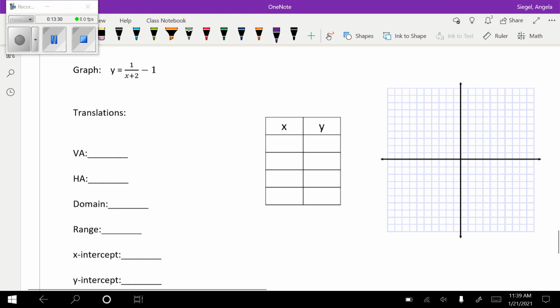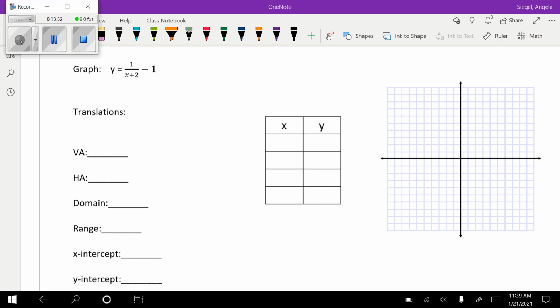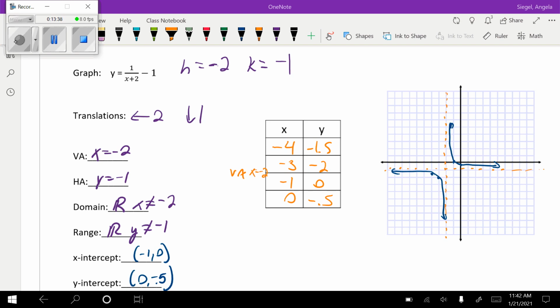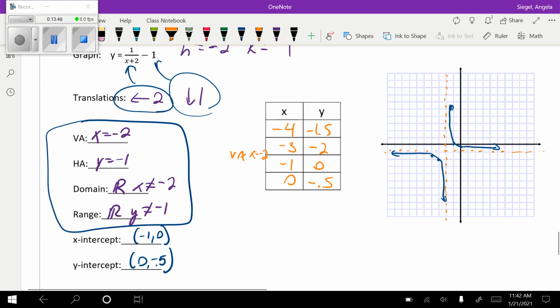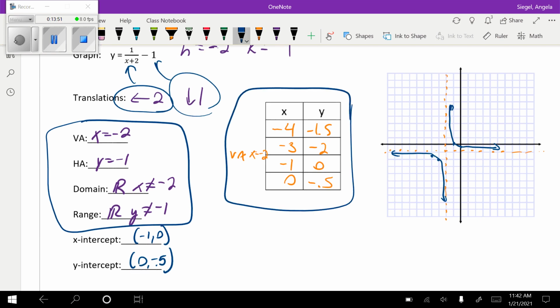Okay, let's go ahead and do this. See if you can do this entire problem by yourself. Okay, so the graph was shifted to the left 2 because of my h and down 1 because of my k. This is all the information that relates to that. Notice when I created my XY chart, the x-intercept and the y-intercept showed up. That's where I got my x-intercept because y was equal to 0, and this is where I got my y-intercept because x was equal to 0. So that's kind of nice. And we are done.